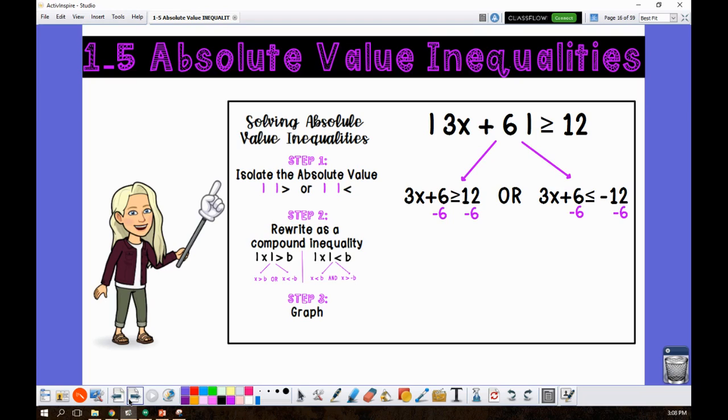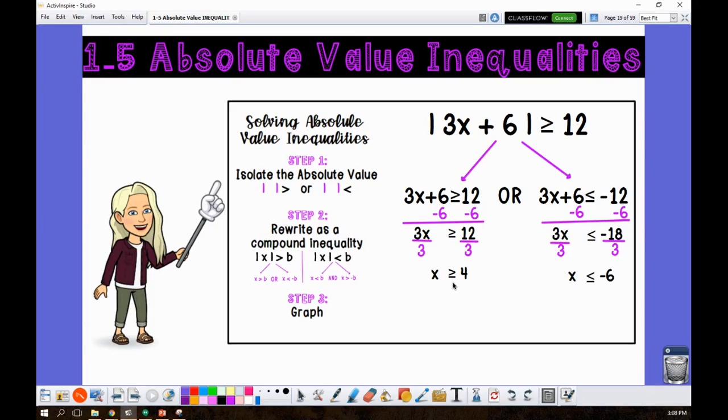First step here is to subtract 6 on both sides. We're going to go ahead and do that. On this side, we get 3x is greater than or equal to 12. On this side, we get 3x is less than or equal to negative 18. Divide by 3 on both sides.